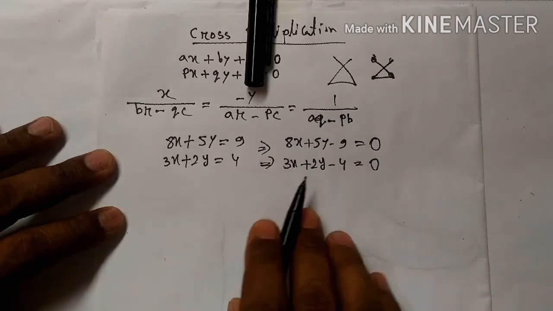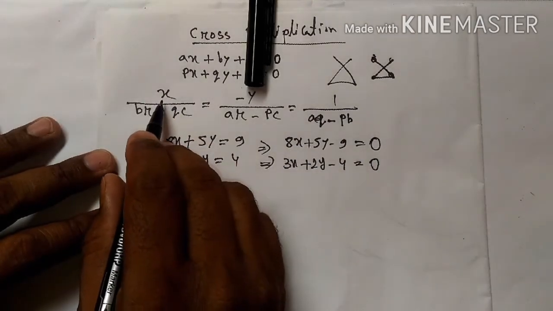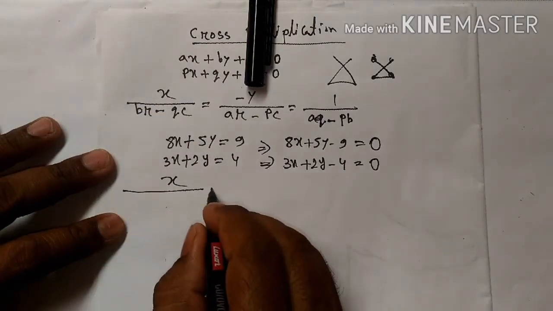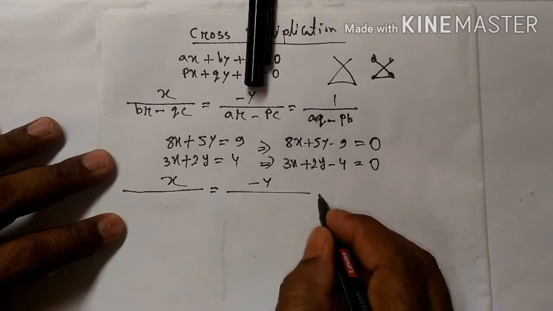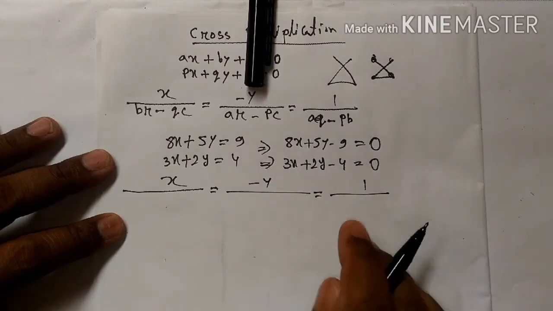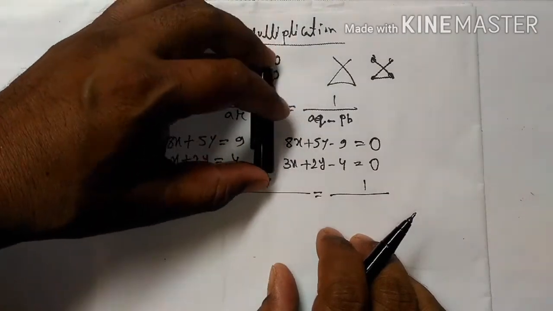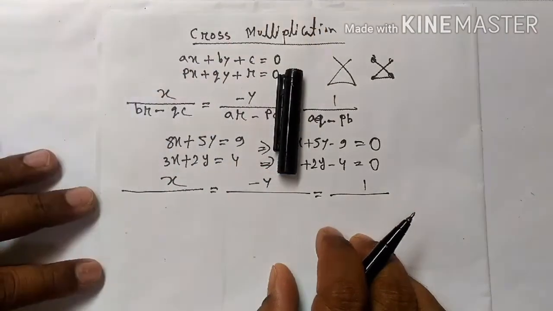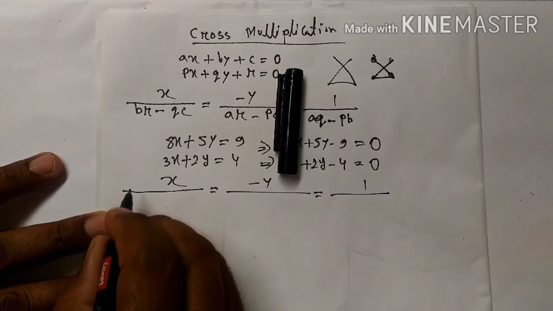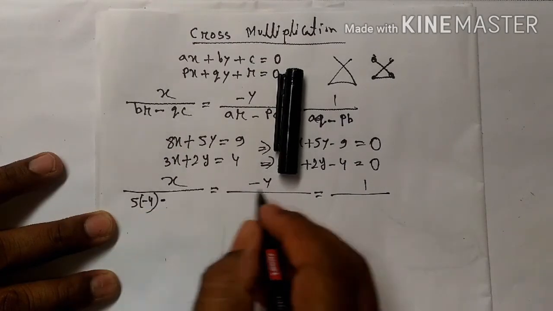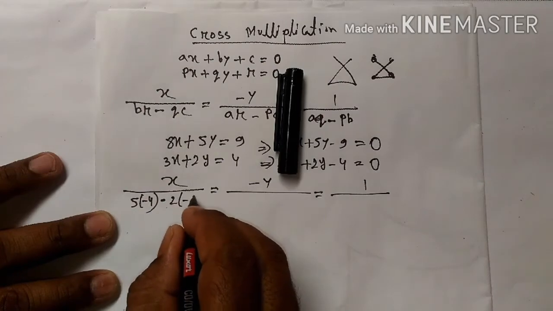So using the above formula, I get x by something equal to minus y by something equal to 1 by something. So you have to remove the x column in case of x. So it is 5 into minus 4, in the middle there is a minus, 2 into minus 9.